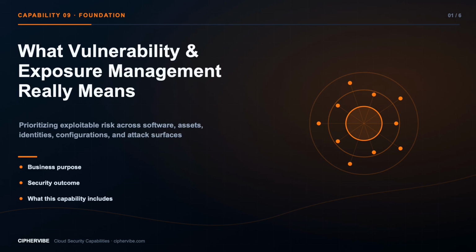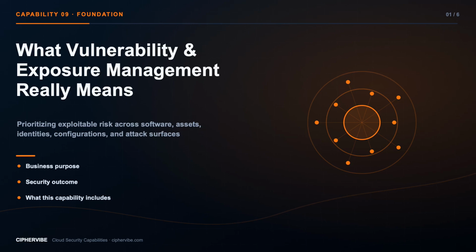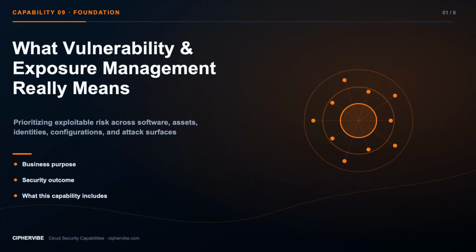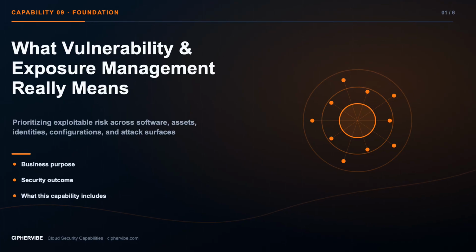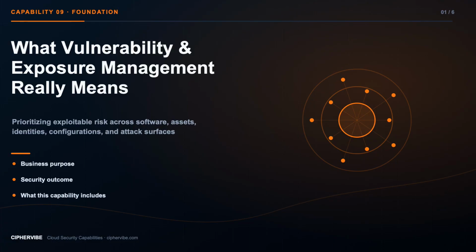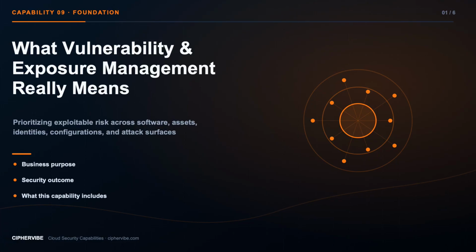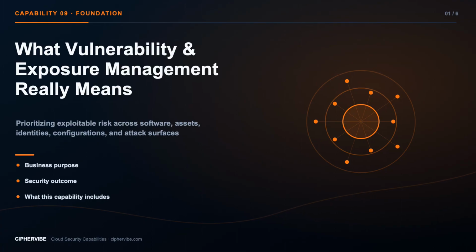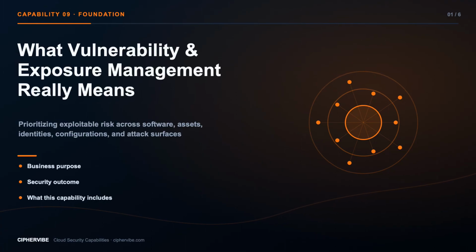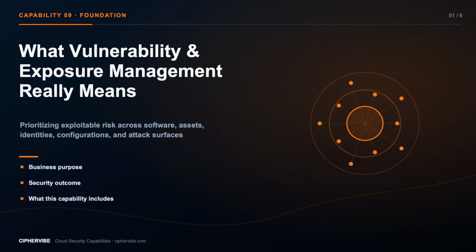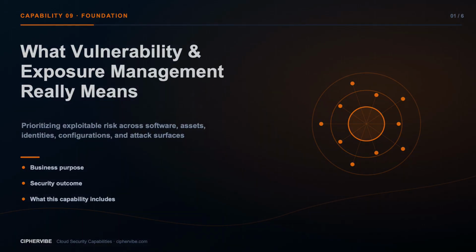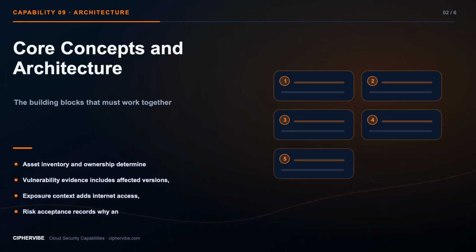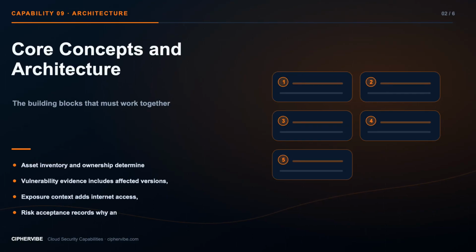Coverage is not the same as effectiveness. A dashboard can show thousands of checks while the capability still fails because evidence is stale, ownership is missing, or remediation is never verified. The business outcome should be explicit. Teams need to know which loss scenarios the capability reduces, which systems are in scope, and which remaining risks require a conscious decision. To understand vulnerability and exposure management, start with its architecture and vocabulary.